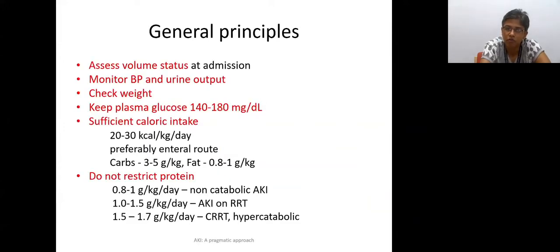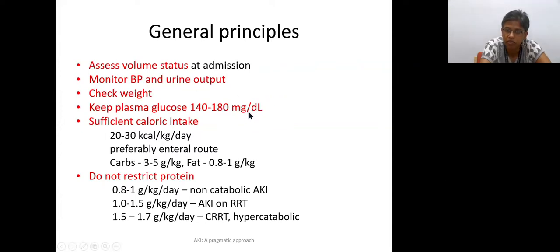It's very important for you to assess volume status at admission because this is something eminently reversible. And thereafter, please monitor blood pressure, urine output, and check daily weight. This gives you an indication of their volume status. Okay. If someone's weight is increasing and output is not increasing, that means they're retaining water. And this is a patient who will go into pulmonary edema if you don't either give them a diuretic or dialyze them. So it's important to check their weight daily.